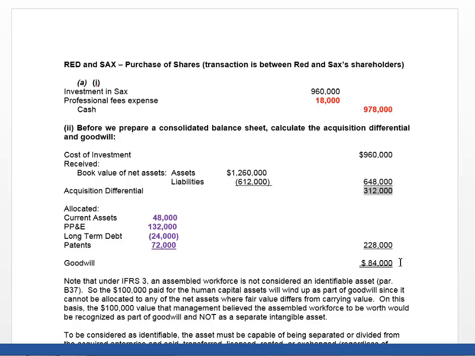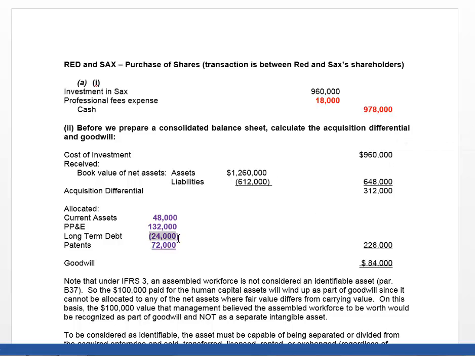We can also see the same thing for PP&E. Saks has the PP&E booked net at $840,000. But Red thinks it's worth $972,000. So part of what they paid for when they paid their $960,000 was that additional $132,000 in value. Similarly with the patent. Saks had the patent valued at $0. But Red thinks it's worth $72,000. So that's additional value that they paid for as part of their $960,000 price.